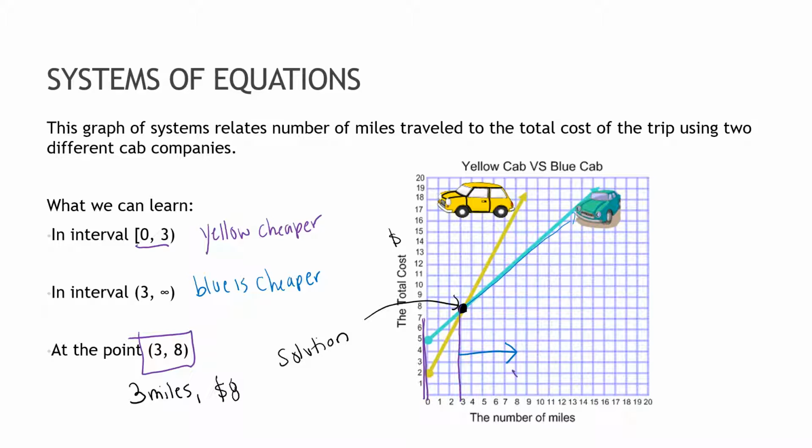So again, why does that matter? Because at the break-even point, which is here, the solution, sometimes called the break-even point, is where both would be exactly the same cost. Typically before that, one will be cheaper, and after that, the other will be cheaper.